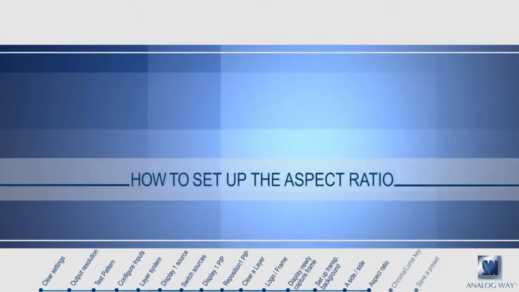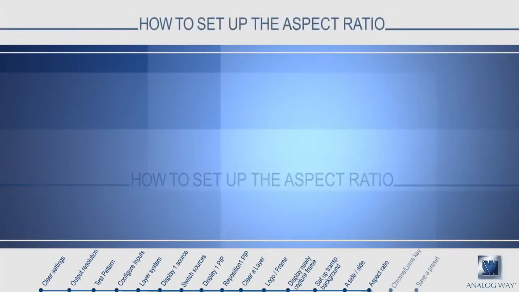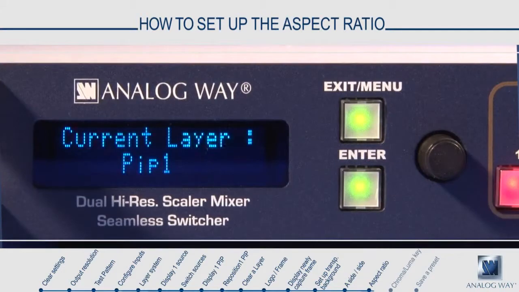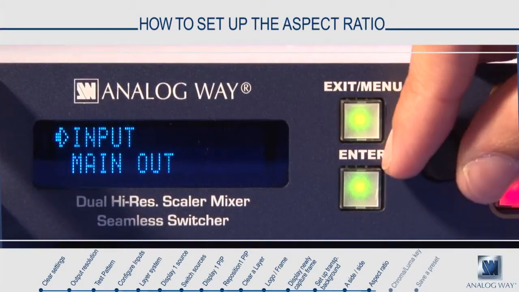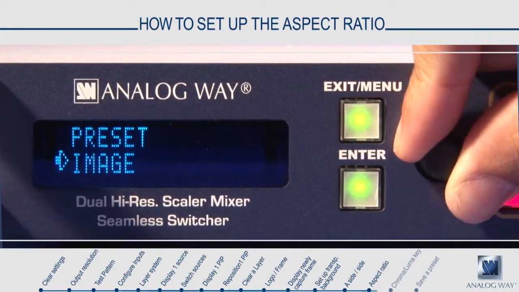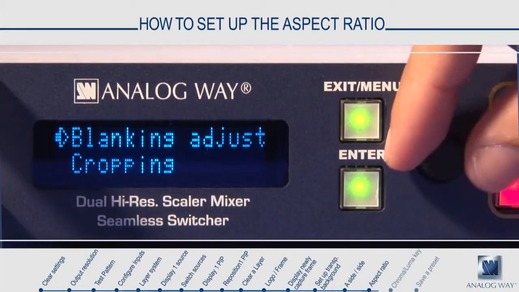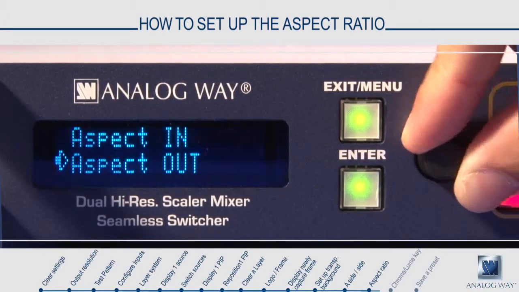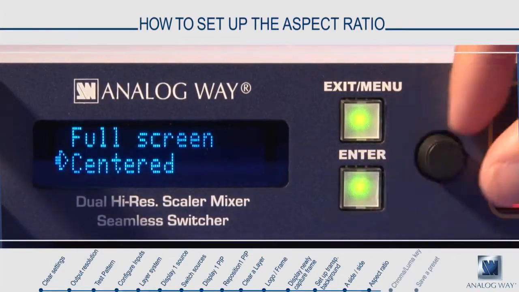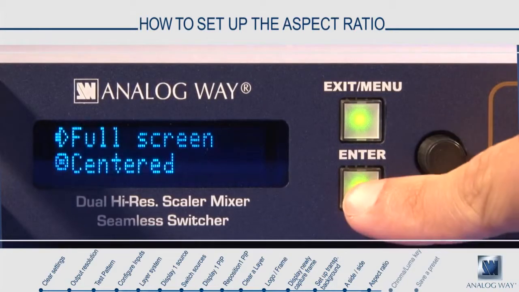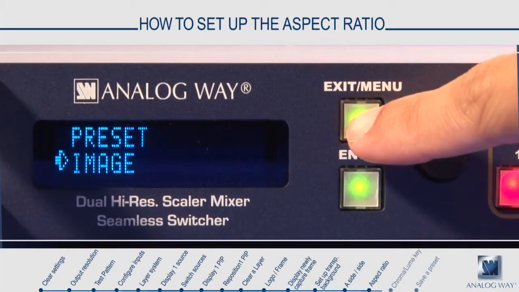How to set up the aspect ratio. To set up the aspect ratio, navigate in the menu to Image. In the Image menu, select Aspect Out. You now have a choice of centered, cropped, full screen, or 1:1. This chooses how the source is displayed in the layer. By default, the Aspect Out setting is centered.